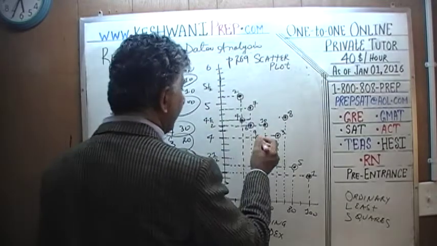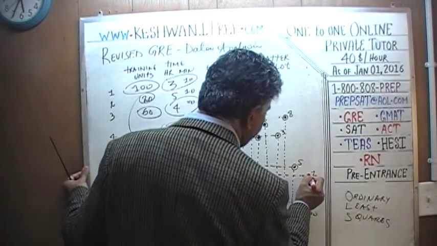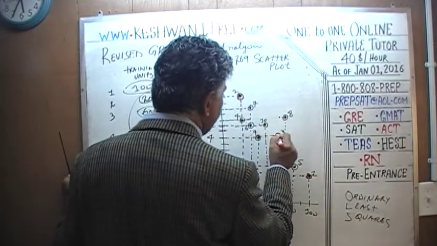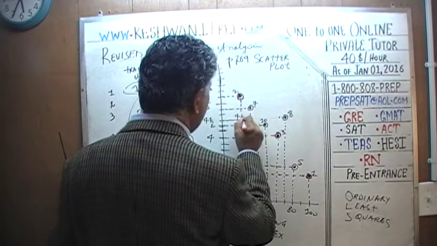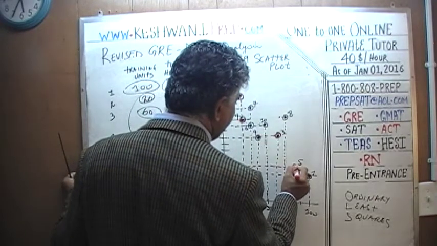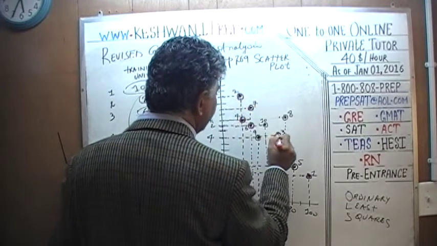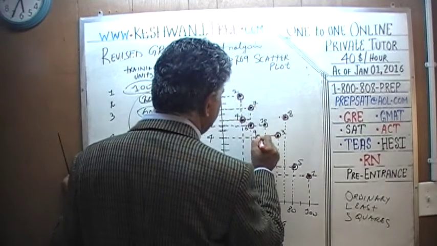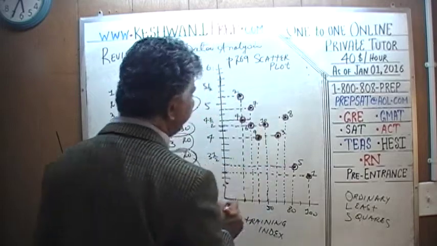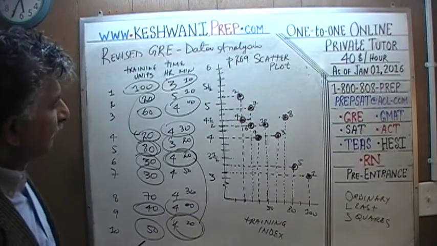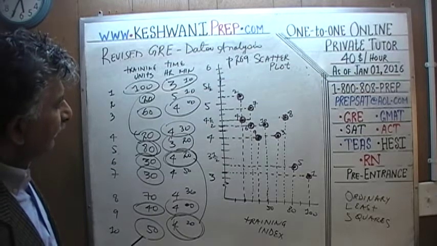So let's first locate all the points. There is your 1, there is your 2, there is your 3, there is your 4, there is your 5, there is your 6, there is the 7, there is the 8, and there is the 9, and there is the 10. Now, the line we're going to draw, we have to be very careful because I don't have the luxury of being able to erase it. It has to fit very nicely.